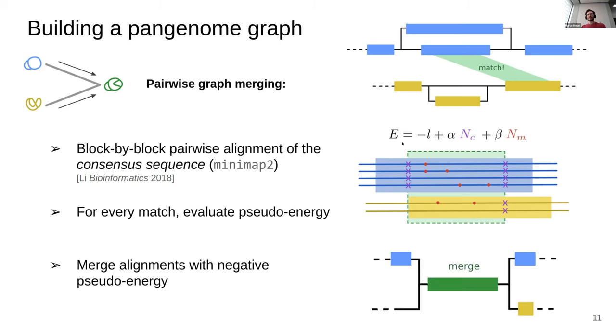So for blocks for which the pseudo energy is negative, a merge will be performed. And in this case, a new block is created and is connected to the rest of the graph as given by the path structure. So this is really, at the core, how PanGraph works and how PanGraph builds this pan-genome graph representation.